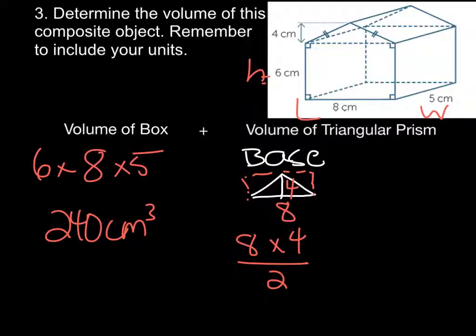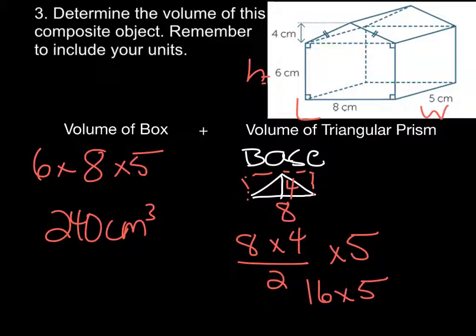Right? And what's the height of our triangular prism? Yeah, well, if we stood this up, it would be this side here. That's the total height of that prism. So it's going to be 5. Okay, so times that by 5. So 8 times 4, yep, 32. 32 divided by 2, 16 times 5.